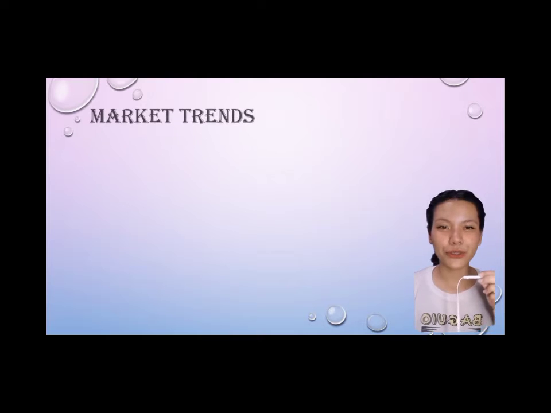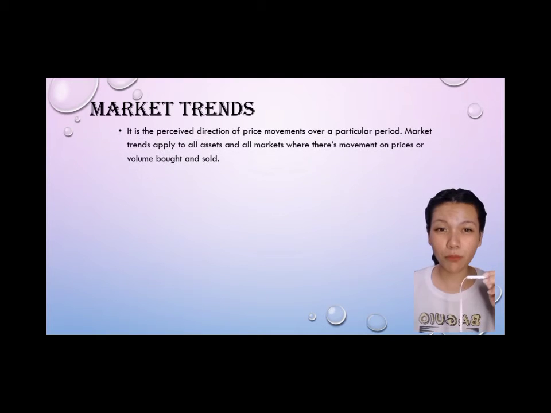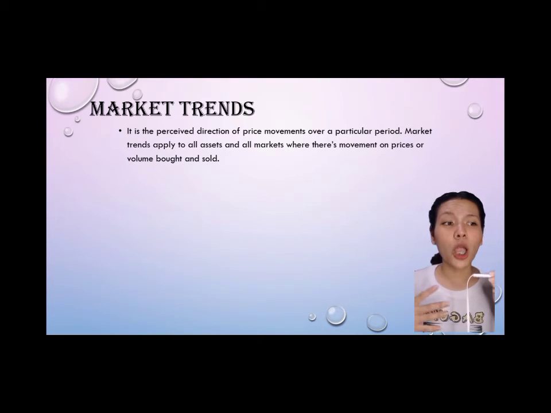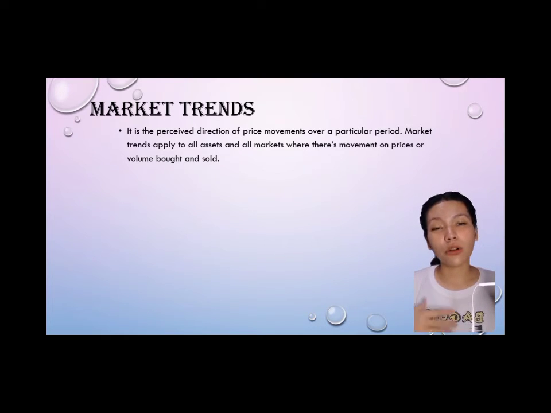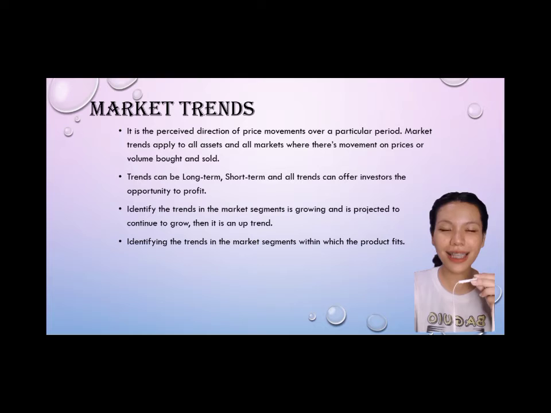What is a market trend? A market trend is the perspective of price movement over a particular period. Also, market trends apply to all assets and markets, whether there is a movement of price or volume. Trends can be long term or short term, and all trends can offer investors opportunities.